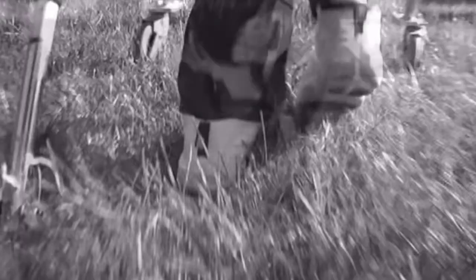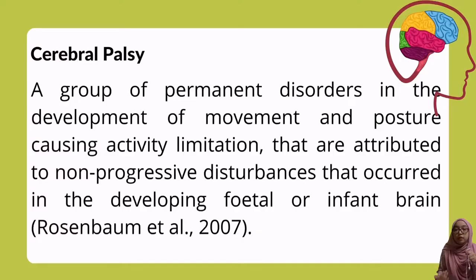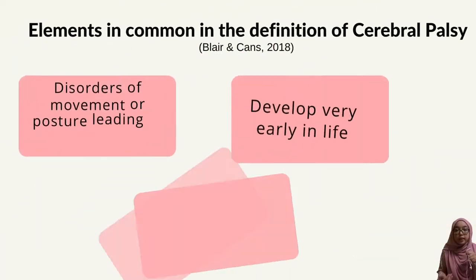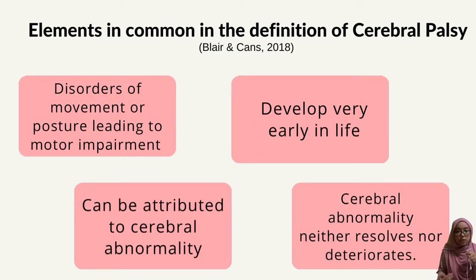There are several definitions published by different authors, but overall they come out with four elements in common, which are disorders of movement or posture leading to motor impairment that develop very early in life and can be attributed to cerebral abnormality. And although the clinical signs change with the child's development, the cerebral abnormality neither resolves nor deteriorates. Studies by Blair and Keynes reveal that CP is a man-made construct defined by clinical description rather than by any objective biological, etiological, or anatomic criteria and should not be considered as a diagnosis.